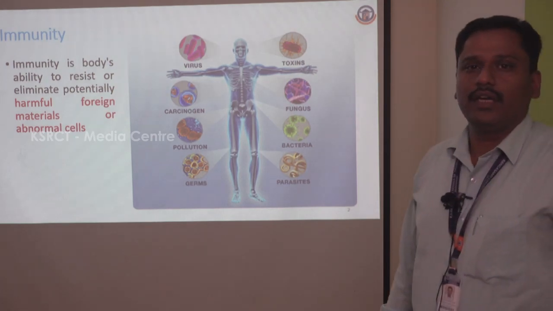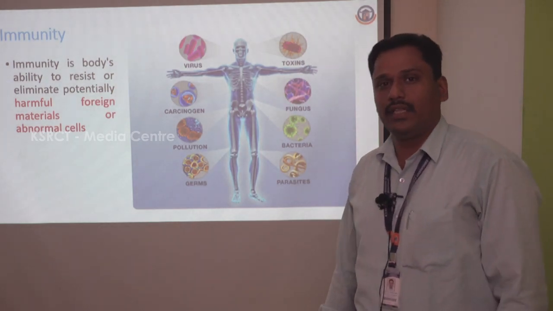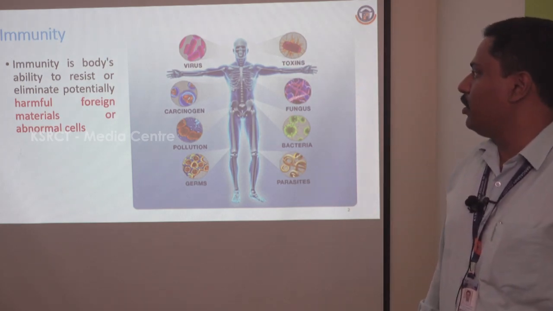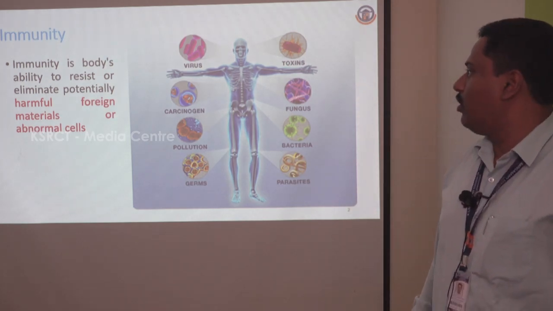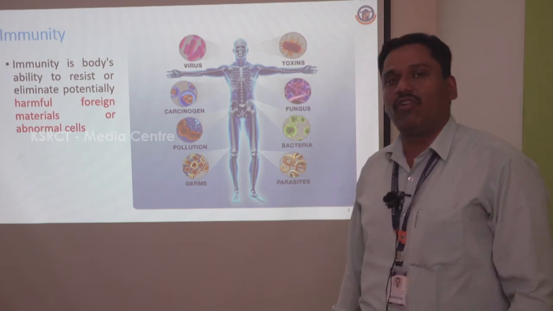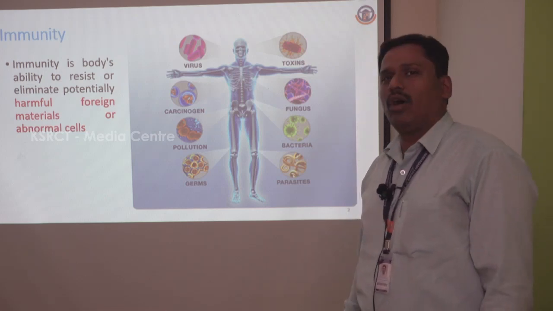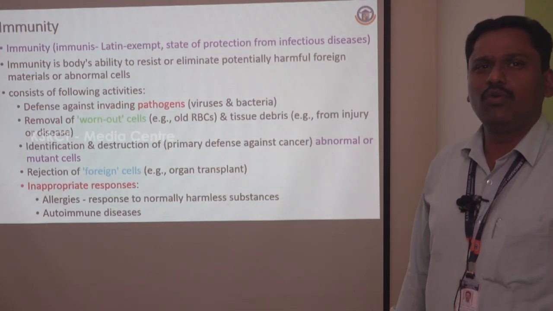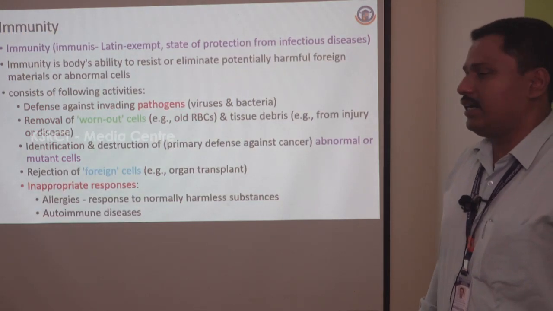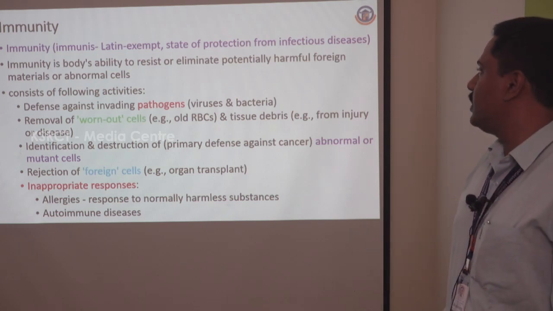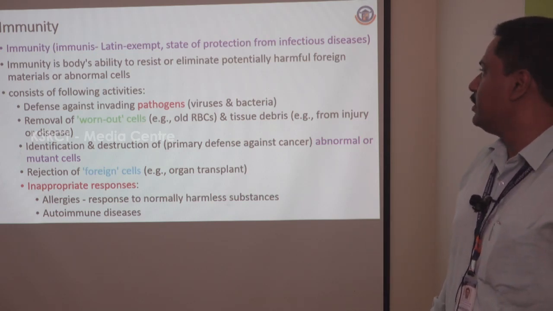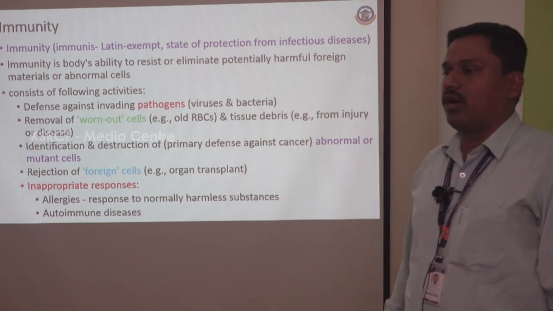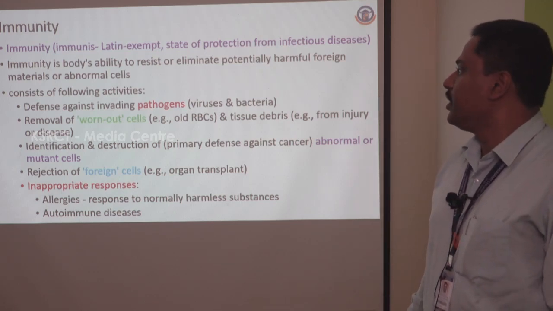So what is immunity? Immunity is commonly called Noi Edirputhiran in Tamil. In English, immunity is the body's ability to resist or eliminate potentially harmful foreign materials or any abnormal cells that are present in the body. That is the definition of immunity. The term immunity was derived from the Latin word immunis, which means exempt. That means a state of protection from infectious diseases is called immunity in Latin.